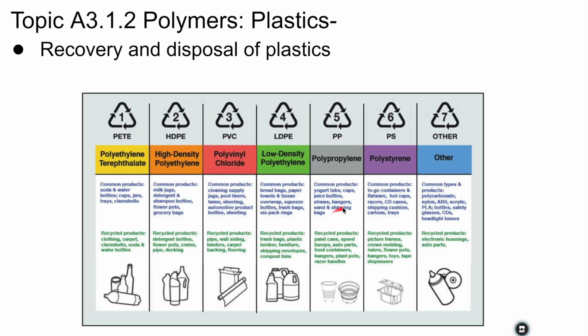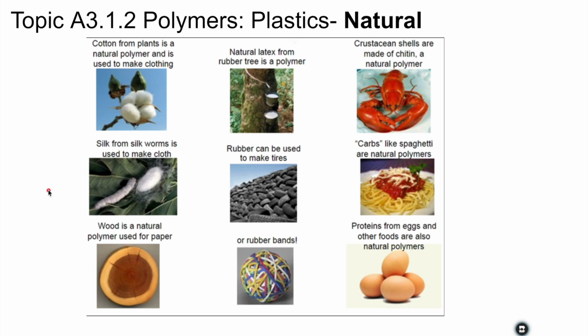Polypropylene, we use this to make yogurt tubs and cups and juice bottles and straws, so have a look at those. Polystyrene, we use this to make styrofoam, so packing styrofoam. It's often when you see this. And then, of course, we have these others, which could be a lot of different types of plastics like PLA and ABS.